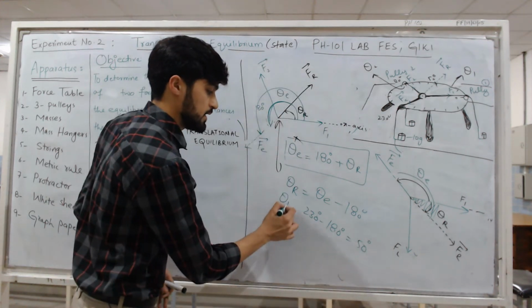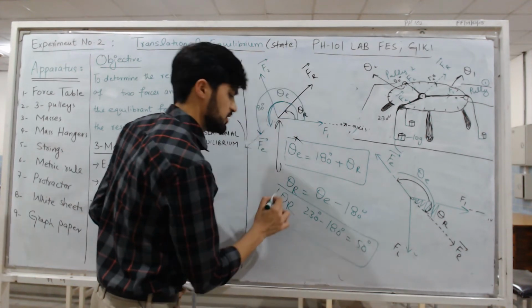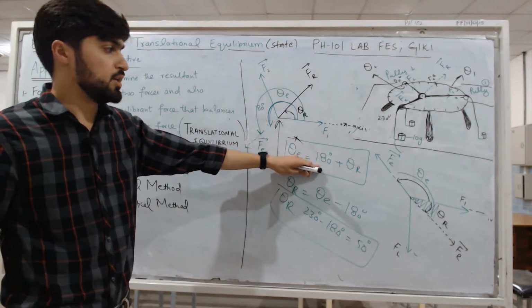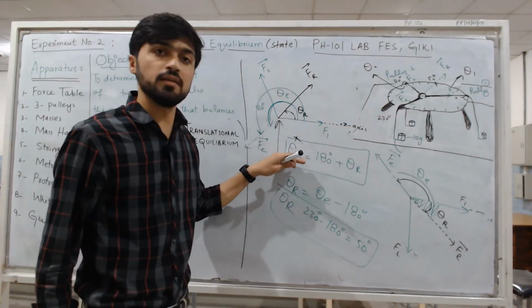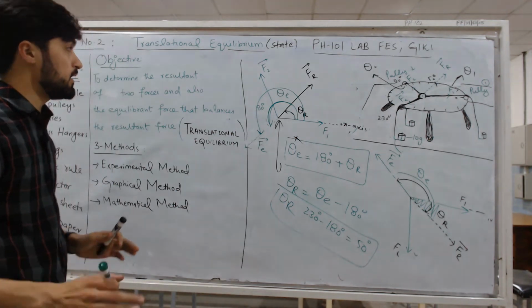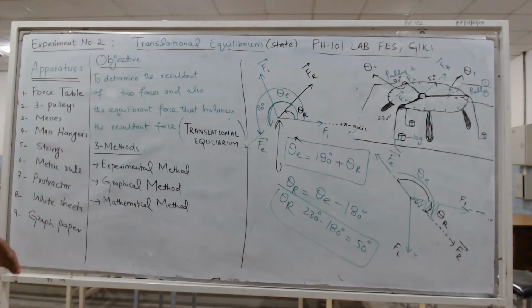You just have to play with the equation. This is simple. You have one value, you can find the other value. So this was about experiment number 2, translational equilibrium.